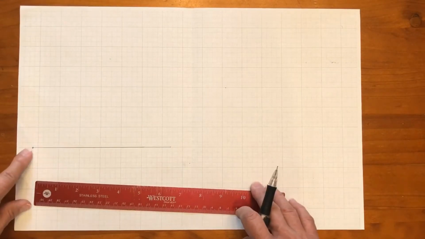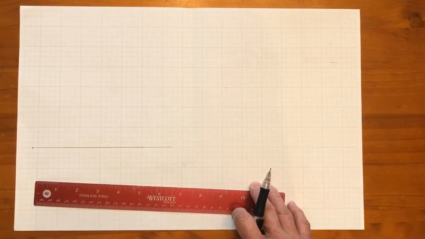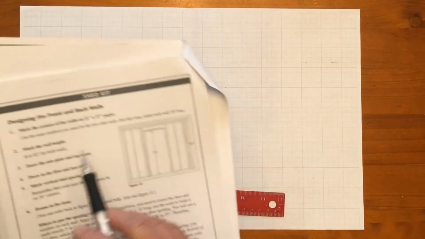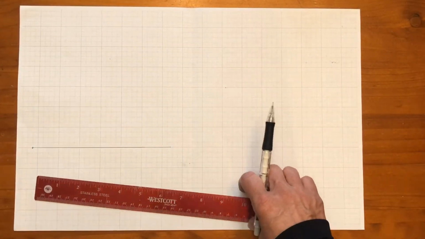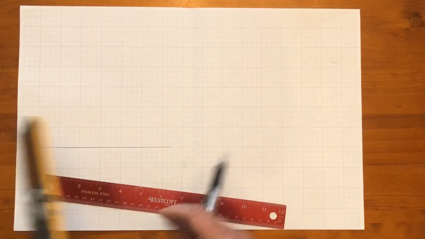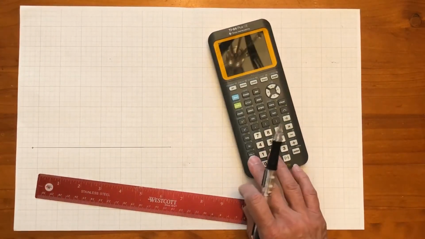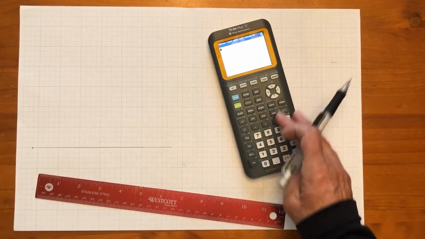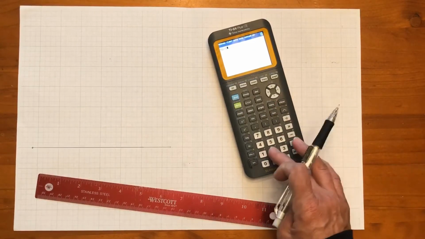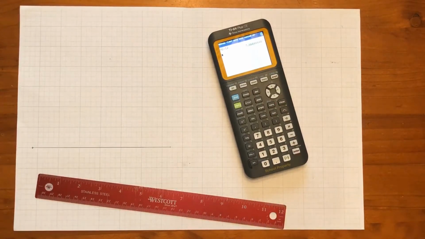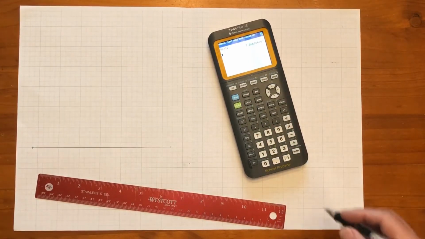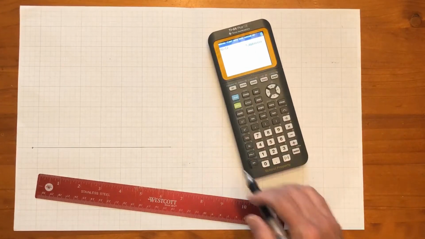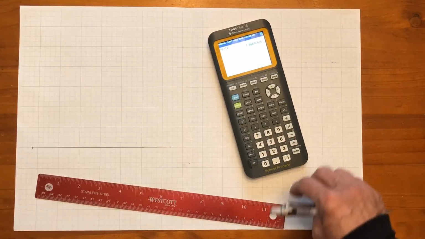And now from here and going up, it still says to mark the wall height at 92 inches for both walls. So let's see, 92 inches, we did that before. How many feet are 92 inches? So 92 divided by 12, that's going to be 7 feet and 0.666. Well, I know that's 2/3, but let's think about how I know that.